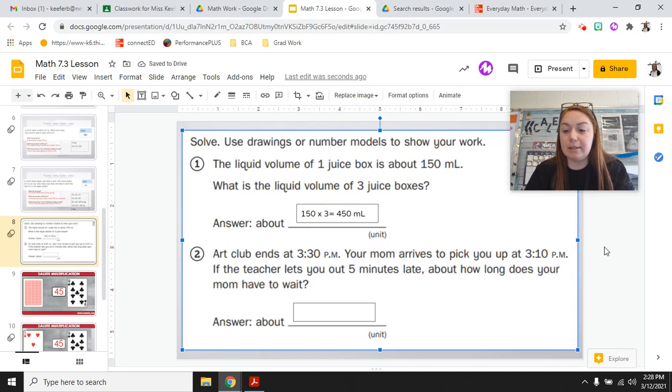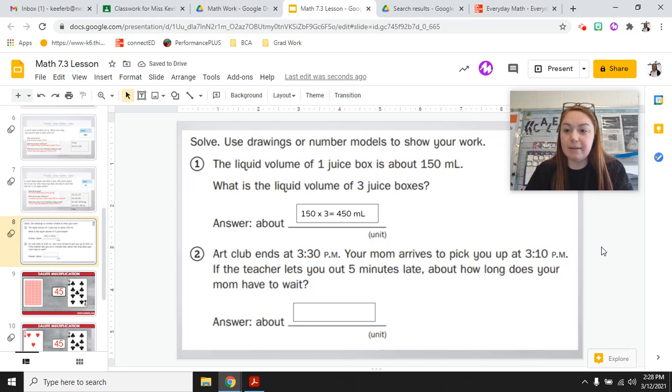Okay? And then the last one says, art club ends at 3:30 p.m. Your mom arrives to pick you up at 3:10 p.m. If your teacher lets you out 5 minutes late, about how long does your mom have to wait? So if art club originally ends at 3:30 p.m., but you get out 5 minutes late, what time would you get out? You would get out at 3:35 p.m.